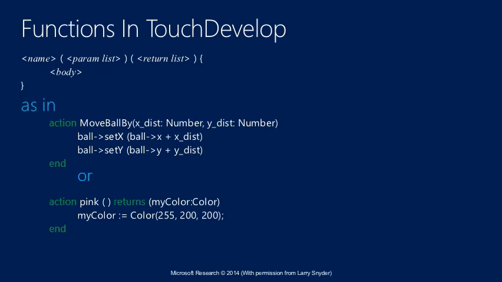So, for example, if we have an action here called move ball by, this means that we want to move our ball by some sort of distance. So here we have an x distance and a y distance, and we're going to set the ball's new x position to the x plus our new distance change, and set the y to y plus change in y. Okay?